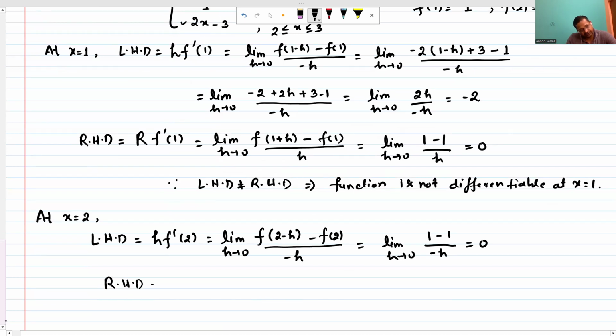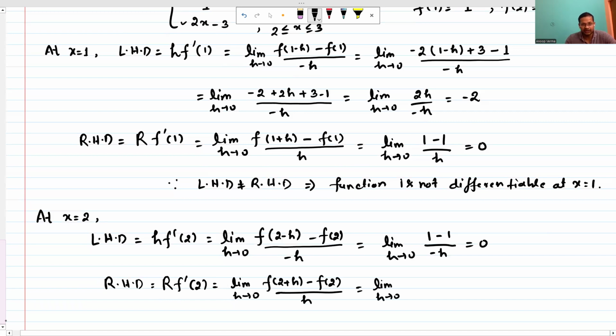Right hand derivative, it means this is f dash of 2, which is just equal to limit h tending to 0 of f of 2 plus h minus f of 2 divided by h. Okay, so it will be limit h tending to 0 and 2 plus h.